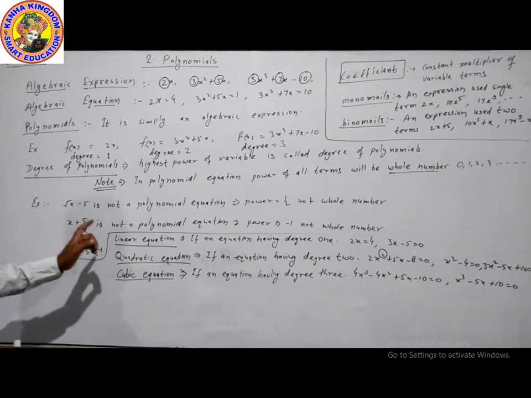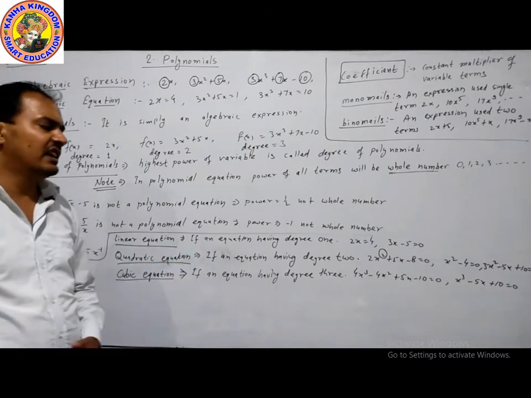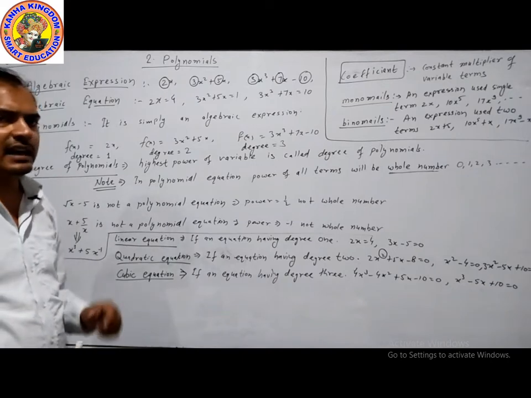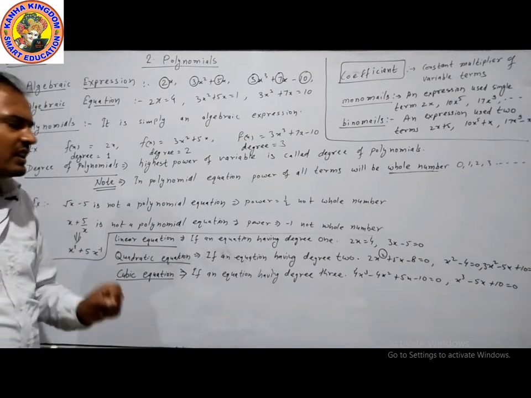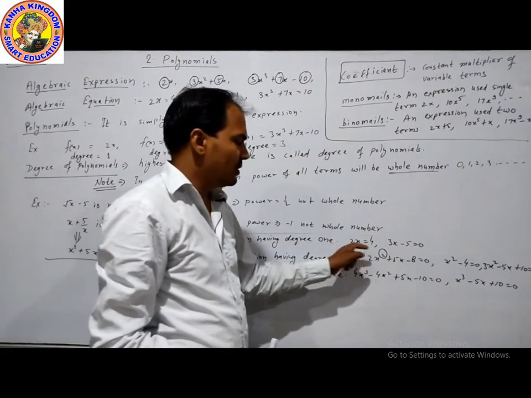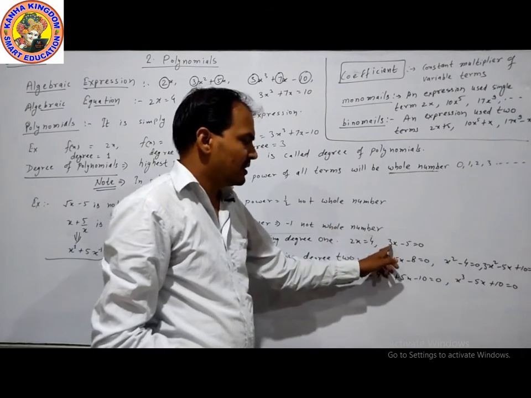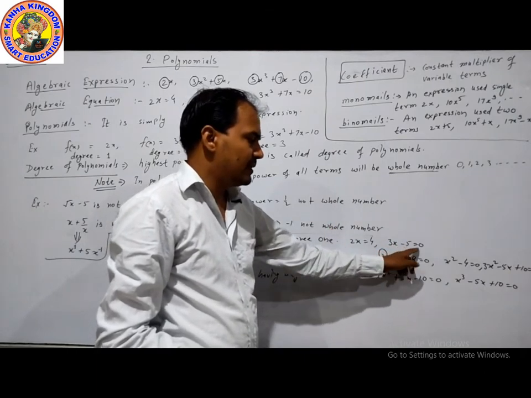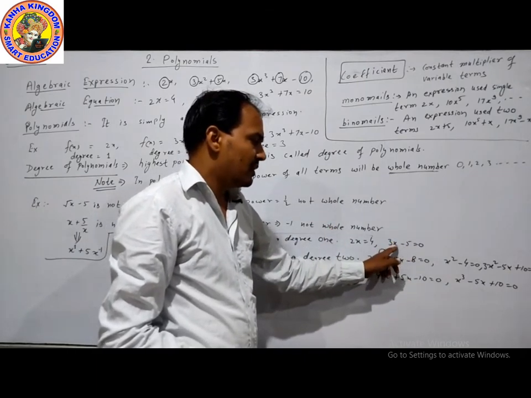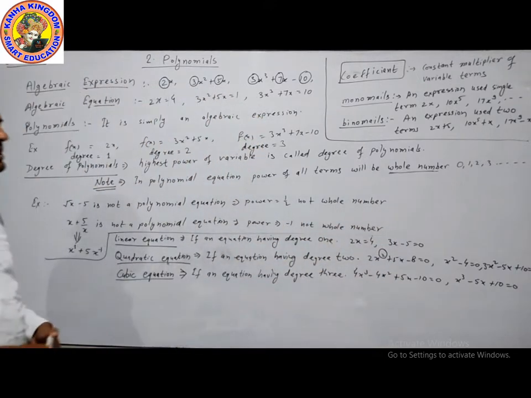Next definition is linear equation. If an equation having degree 1, the highest power of equation is 1, then called linear equation. 2x is equal to 4, power of x is equal to 1, degree is 1. 3x minus 5 is equal to 0. Here power of x is equal to 1, so degree is 1. If an equation written in 1 degree called linear equation.